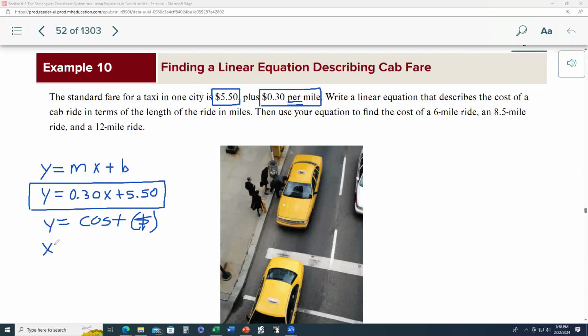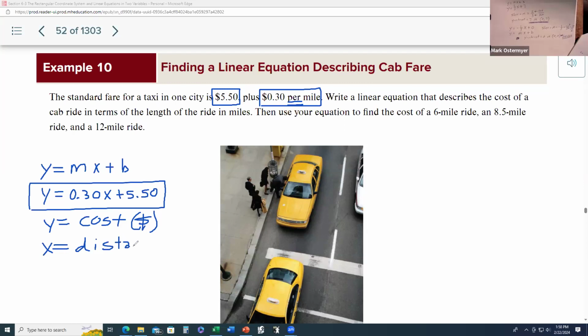The length of the ride. Yes, the distance that you go in the cab, the number of miles you ride around in this cab. There you go. And you have a linear equation that basically embodies the relationship between these two variables, X and Y. The larger X becomes, the greater the cost becomes. Do you agree? Now we can use this equation to answer some of these questions.